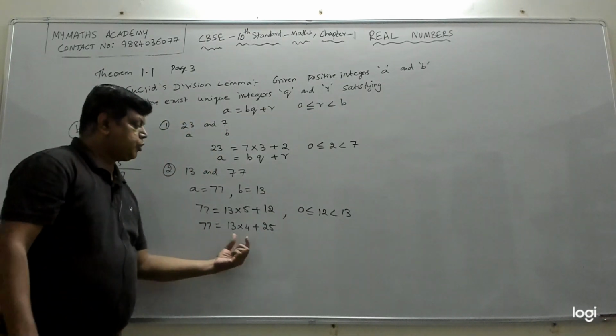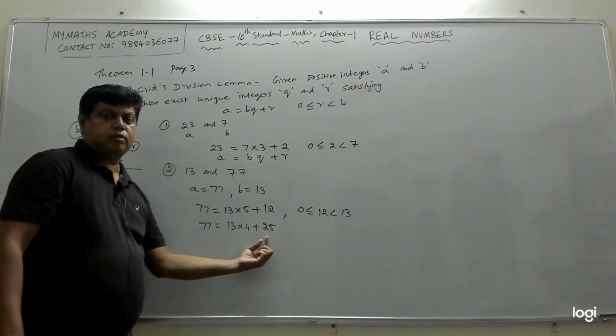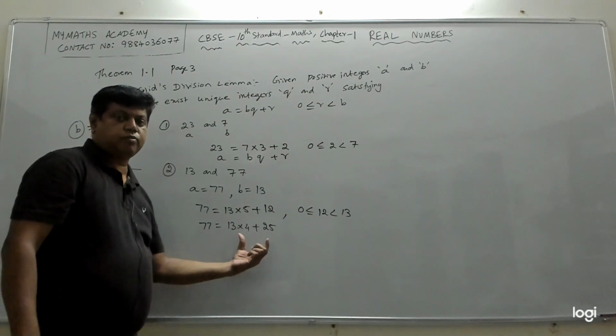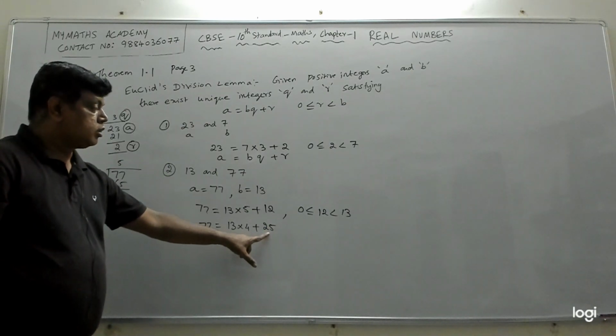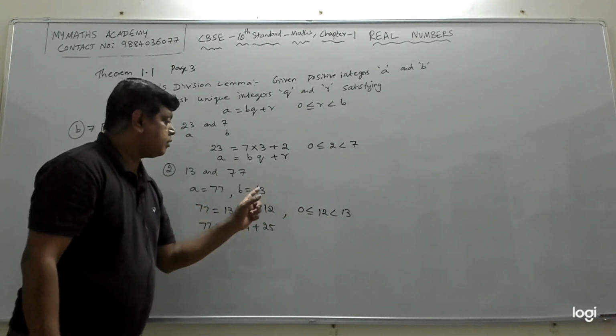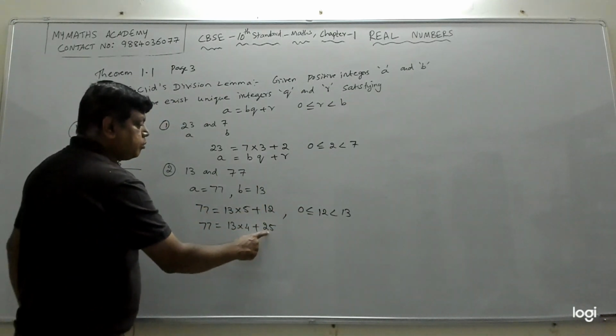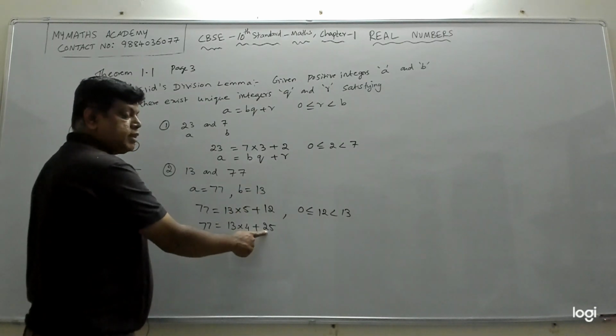13 into 4 is 52, and this is 25. So 52 plus 25, I get 77. But this R should be less than your B, so this value should be less than 13. Here it is 25, so I cannot write it like this.